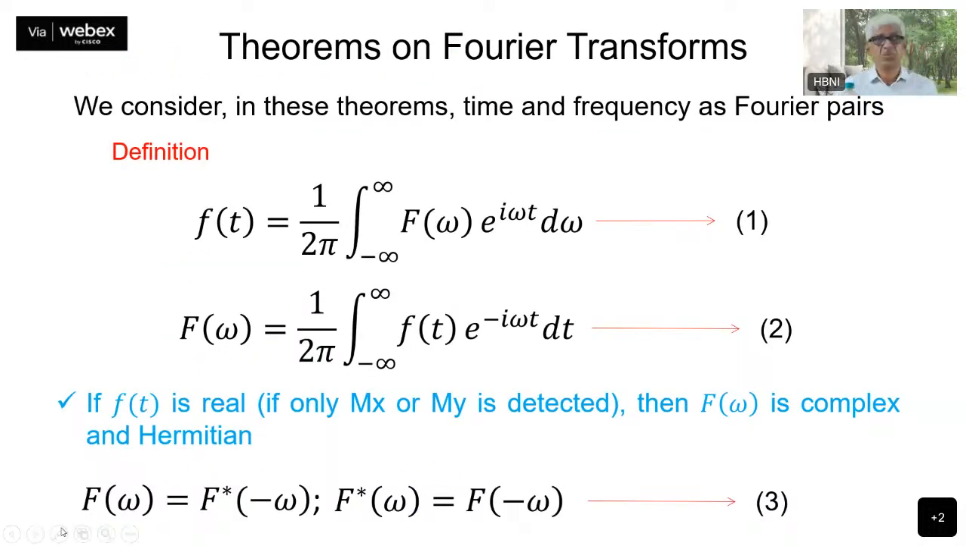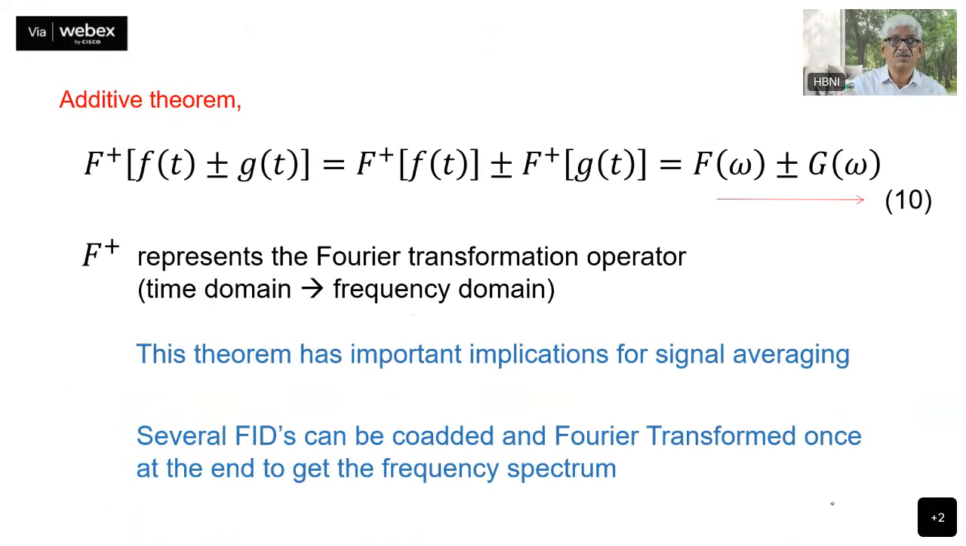Okay, now I just put back a few of the theorems of Fourier transform because these are going to be useful. This may be repetitive, you must have already seen this before, but I put a few of these theorems because these are required for understanding some of the processes that will happen exclusively for FTNMR. So these are general definitions here. Complex F(omega) is Hermitian, meaning F(omega) is equal to F star of minus omega. So we will not spend too much time.